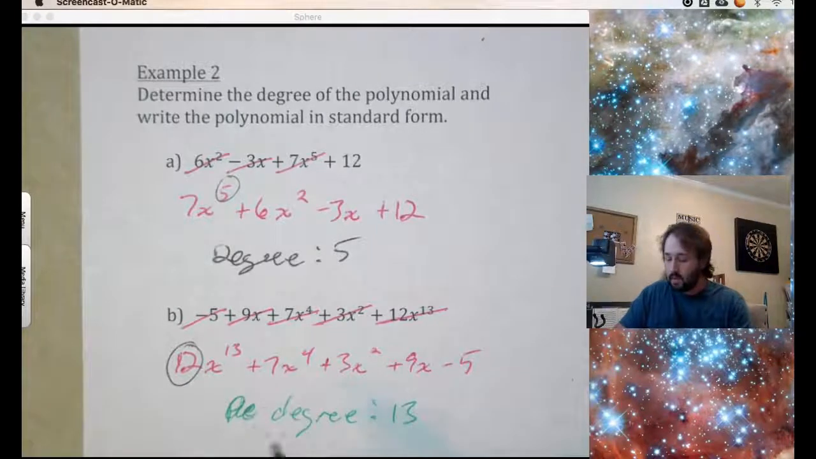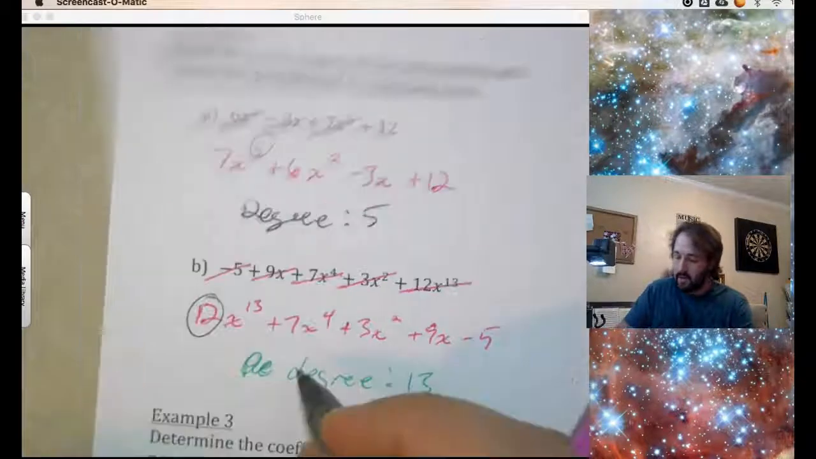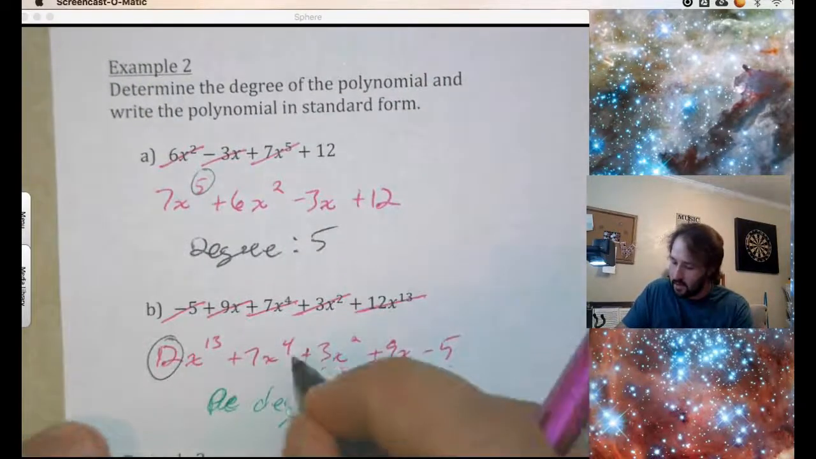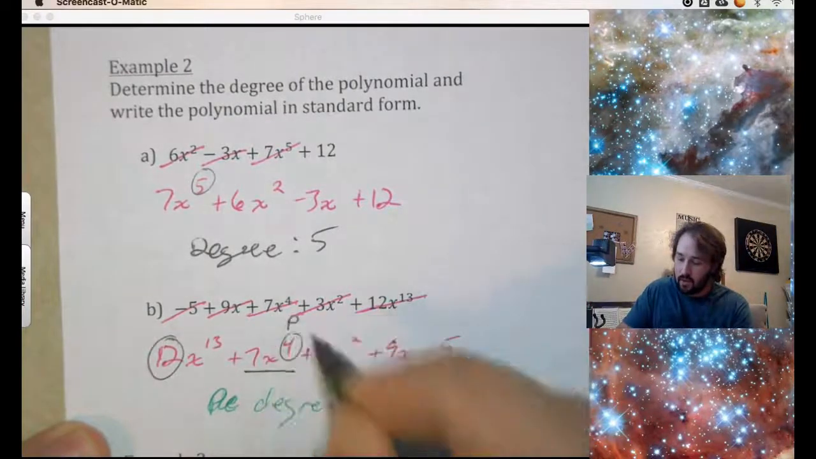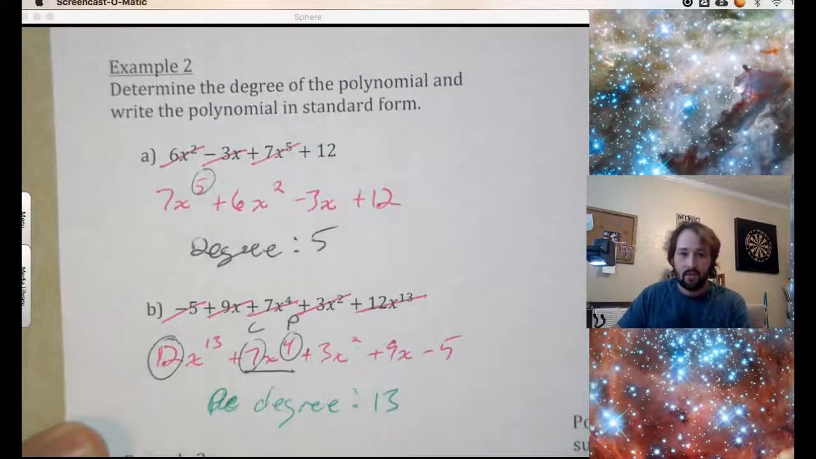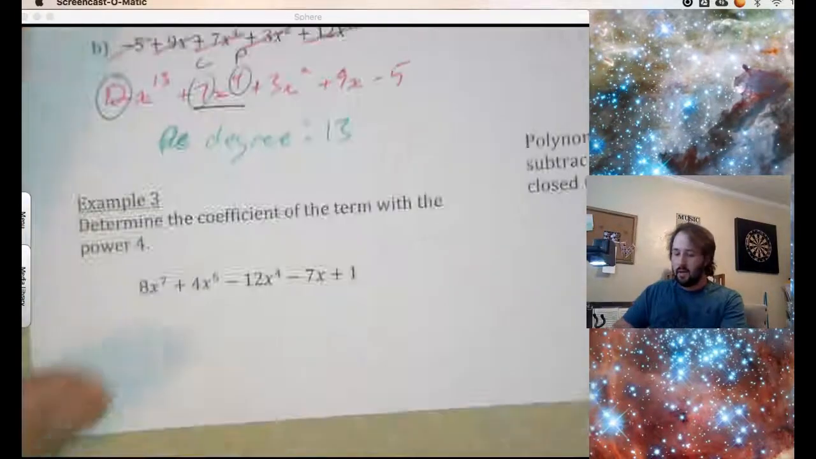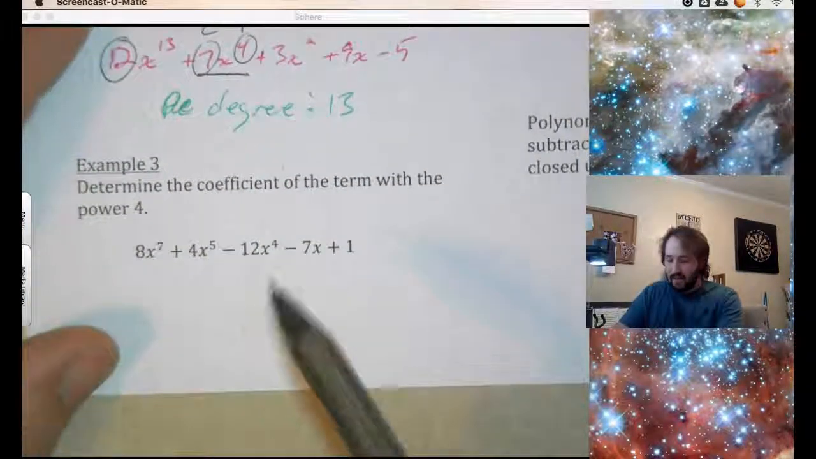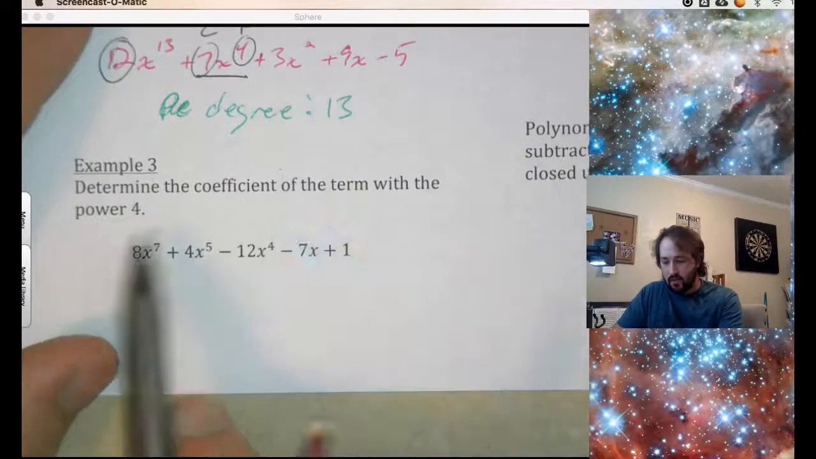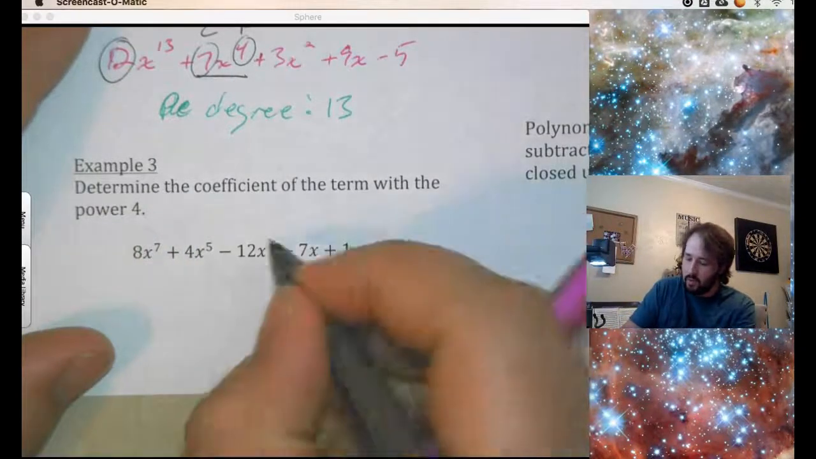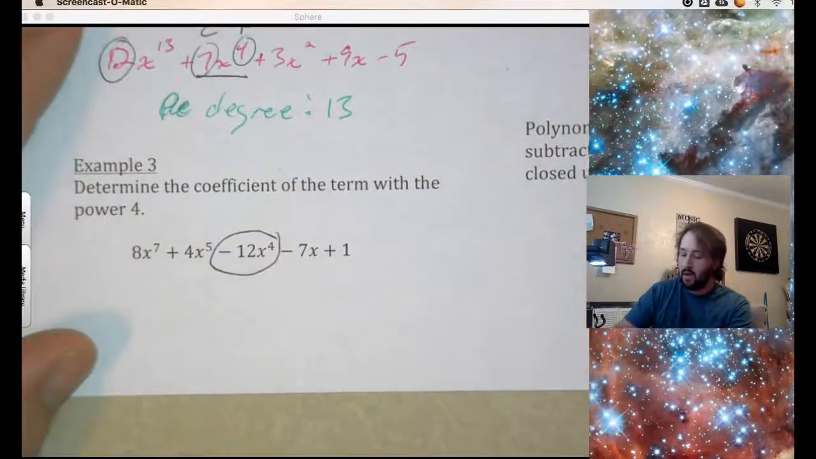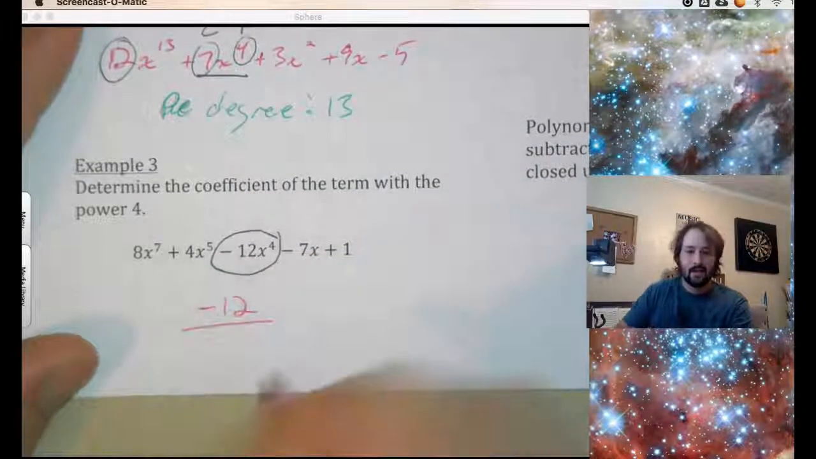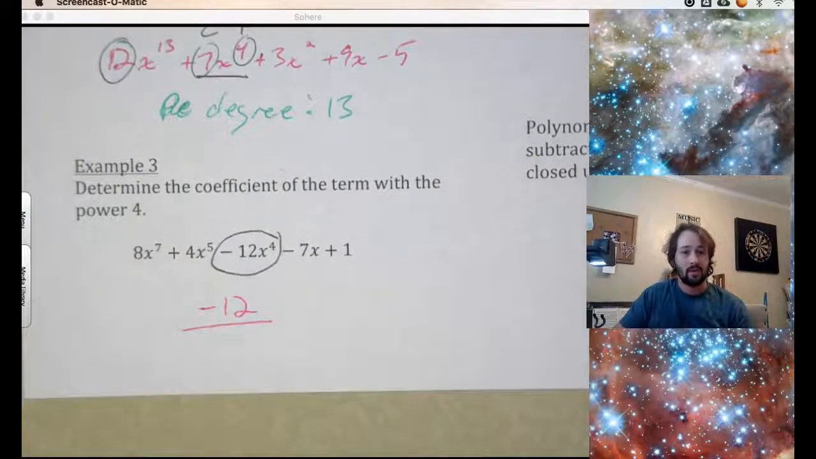All right, next, the power. Sorry, I lost track of what I wanted to talk about. The power of this term would be 4, and the coefficient would be positive 7. We'll get more into this later. Actually, we're getting into it now. Determine the coefficient of the term with the power 4. So I am only looking at the one with a power 4. That is my term with a power 4. For the coefficient, take the sign with it and everything. So the coefficient is -12.